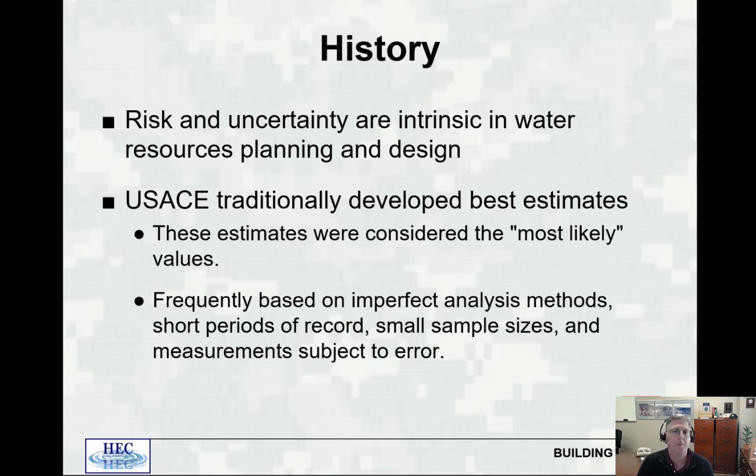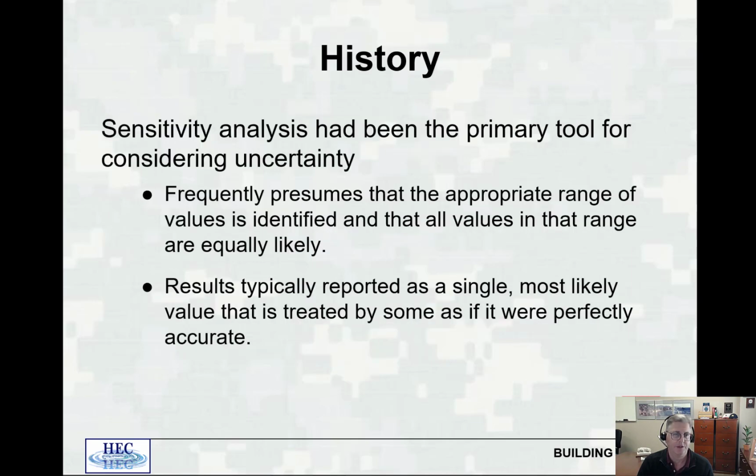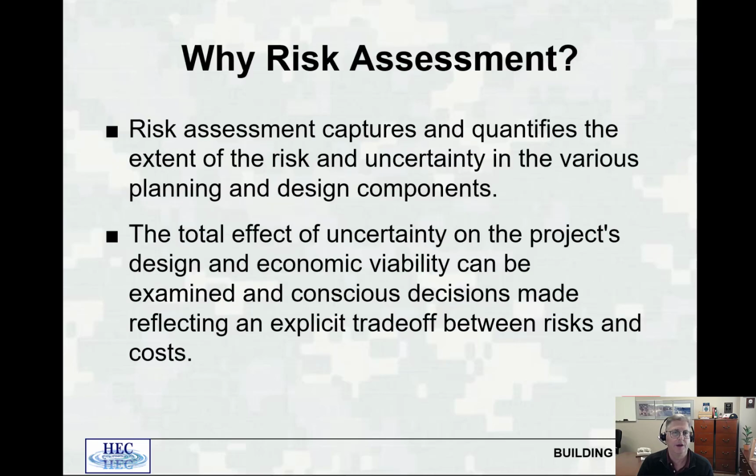So our best estimates frequently are based on a number of things that cause a certain amount of uncertainty. In history, we would do sensitivity analysis as our primary tool for considering uncertainty, and it frequently presumes that the appropriate range of values is identified and that all the values in that range are equally likely. Well, we know that's not necessarily true. Results are typically reported as a single most likely value that is treated by some as if it were perfectly accurate. And again, we know that's not true.